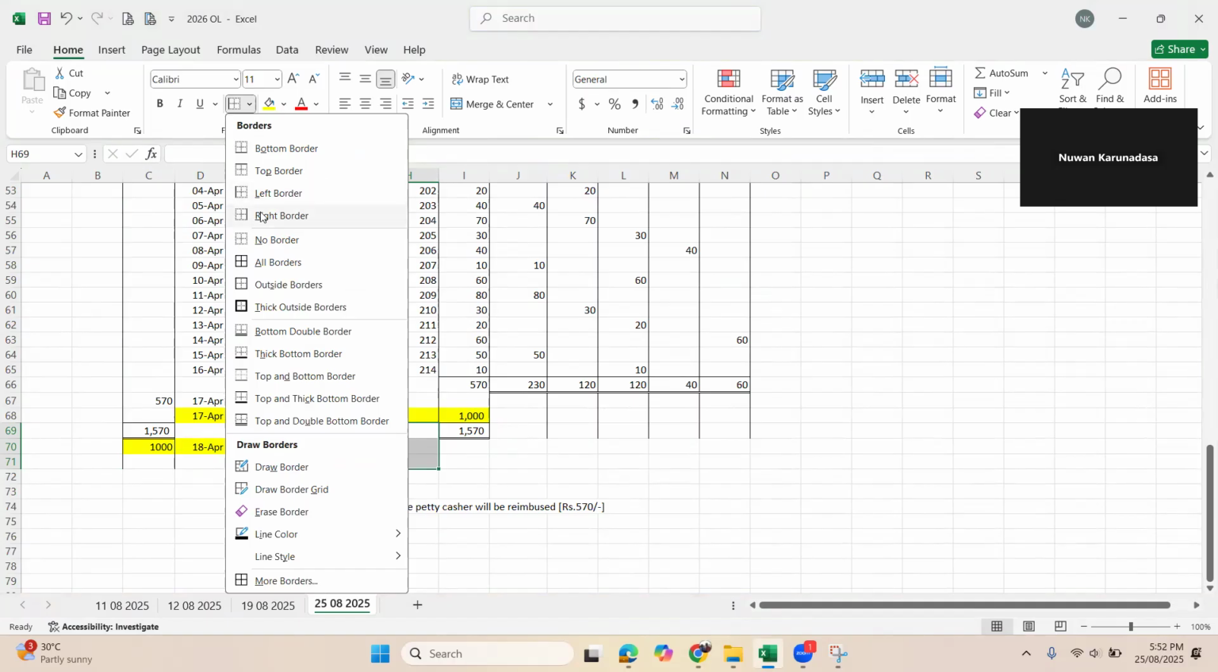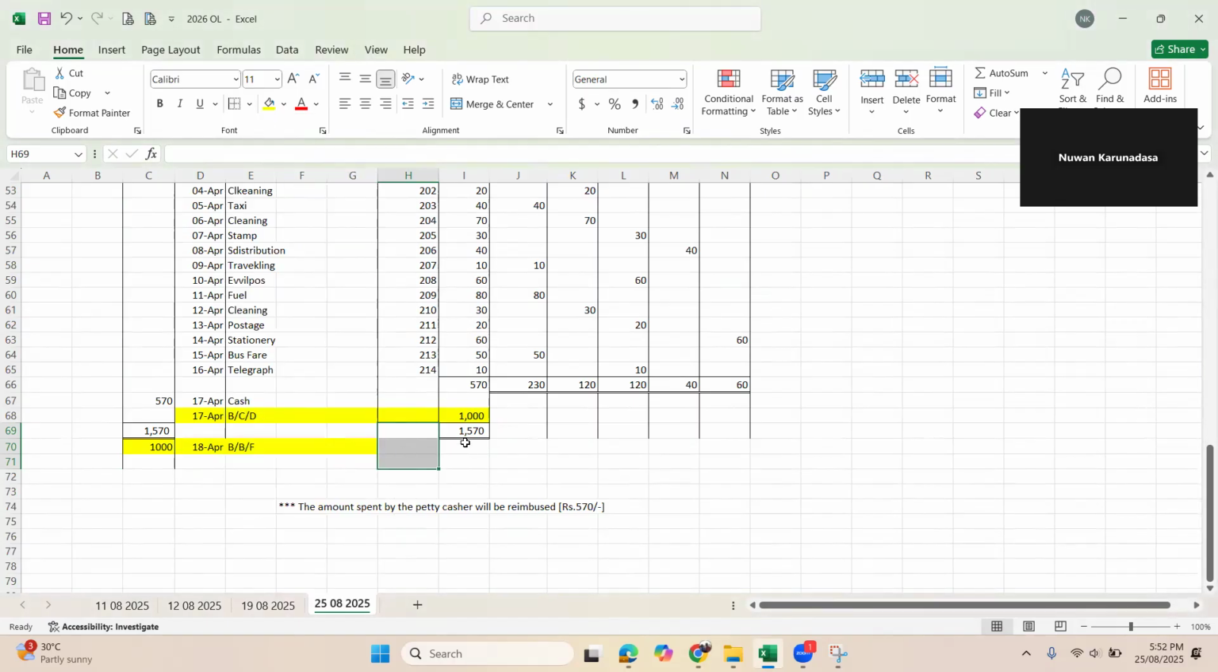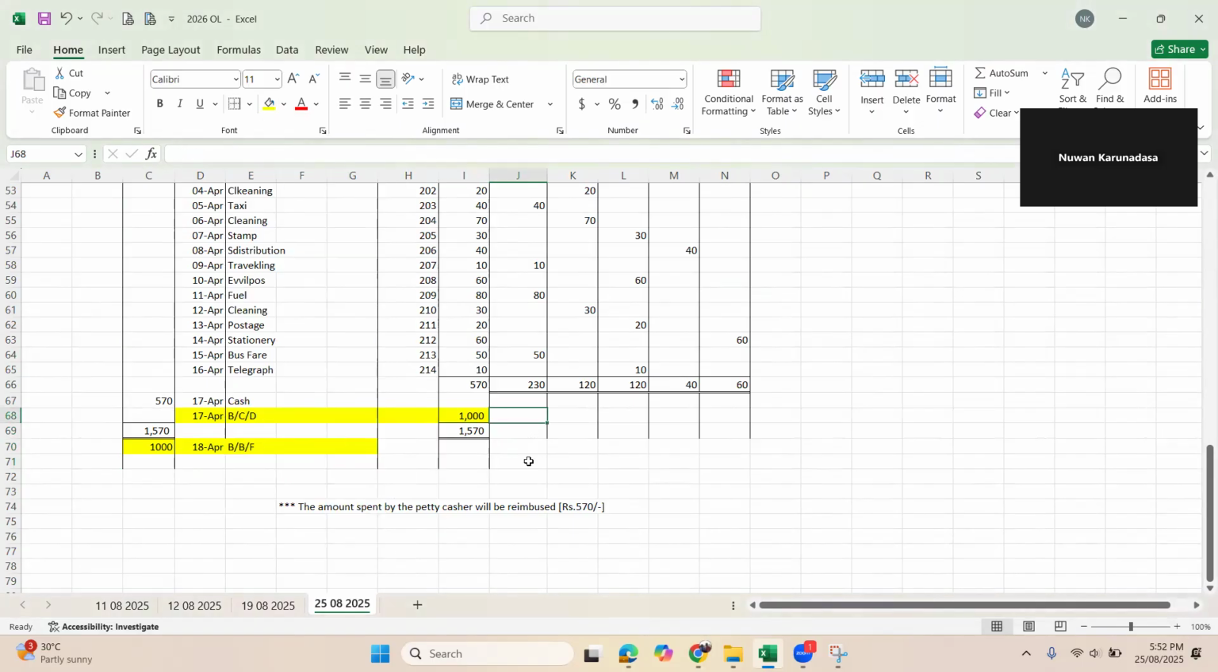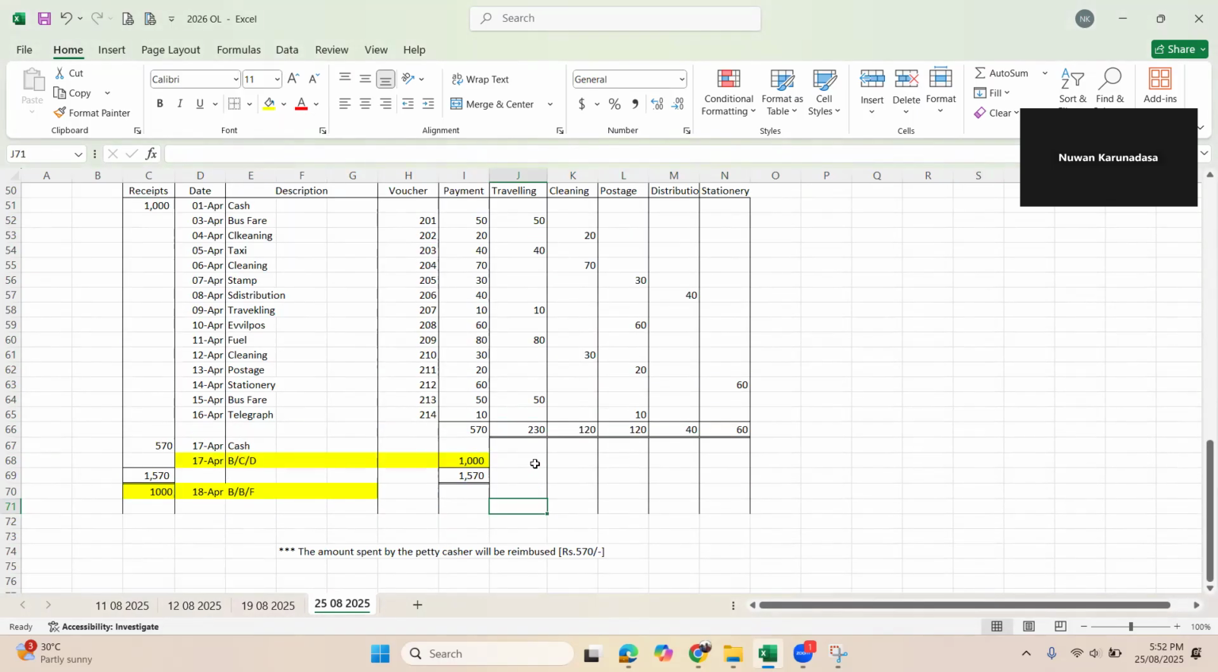We have done the journal. Now it's required to do the ledger posting. So how many accounts do we need? We need one account for the traveling.